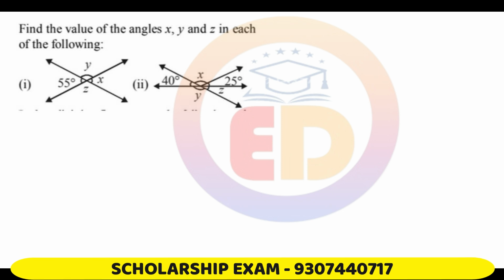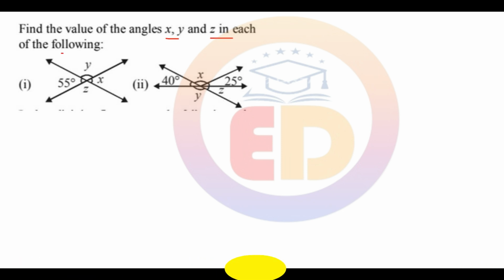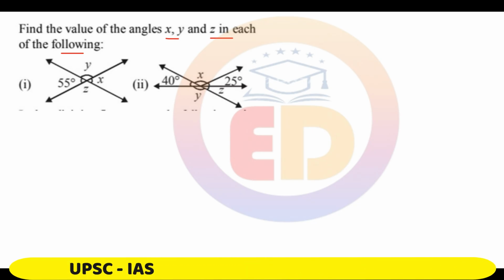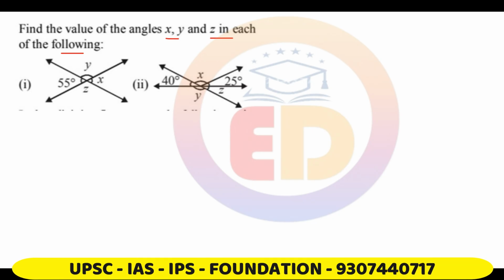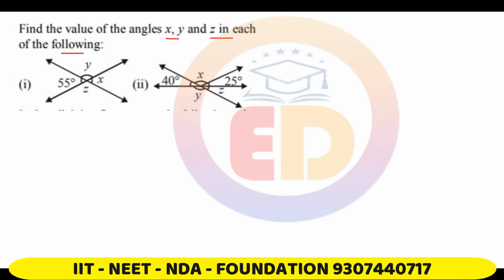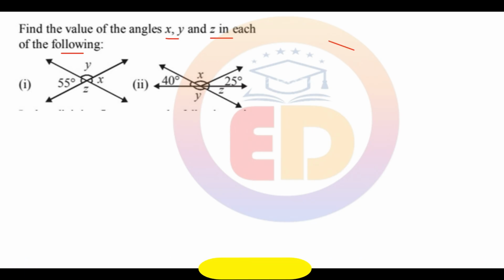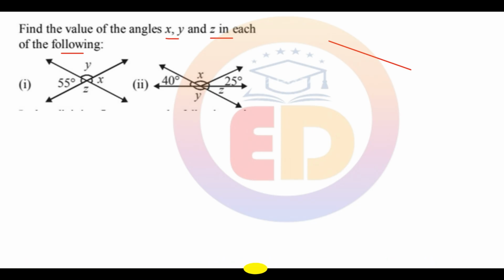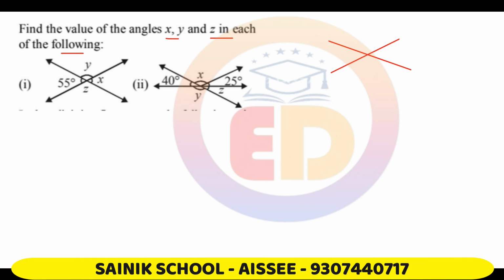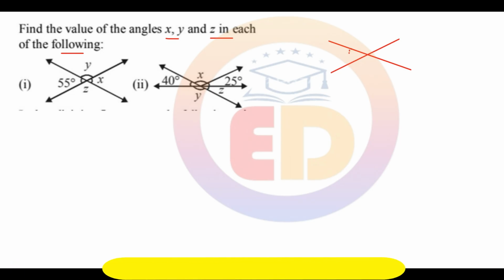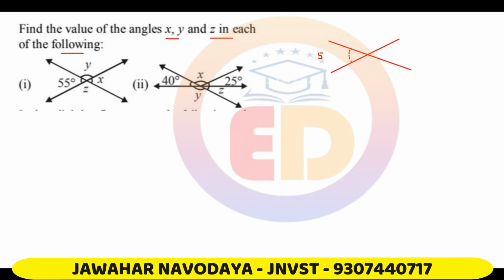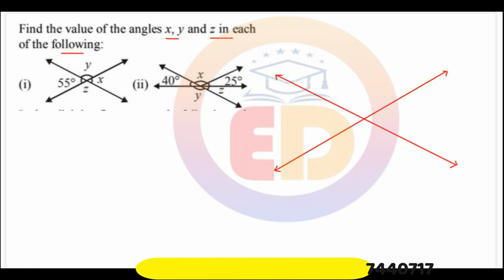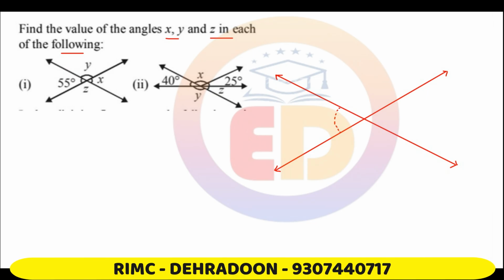Find the value of angle X, Y and Z in each of the following. So we can say there are two diagrams given here. We have to find the value of X, Y and Z in the first as well as in the second. So solving the first one, I can see that there are two intersecting lines. They have given one of the angles as 55 degrees. So in the first diagram, we can see that one of the angles is 55 degrees.